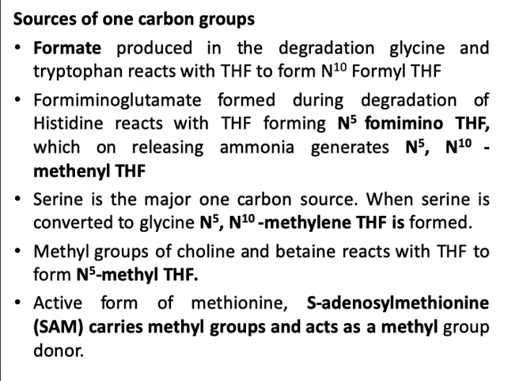So finally, the sources of one carbon groups are formate, which is formed from glycine and tryptophan; formiminoglutamate, which is formed from histidine; N5 N10 methylene tetrahydrofolate, which is formed from serine; N5-methyl-tetrahydrofolate, which is formed from choline and betaine; and the methyl group, which is formed from SAM or S-adenosylmethionine.